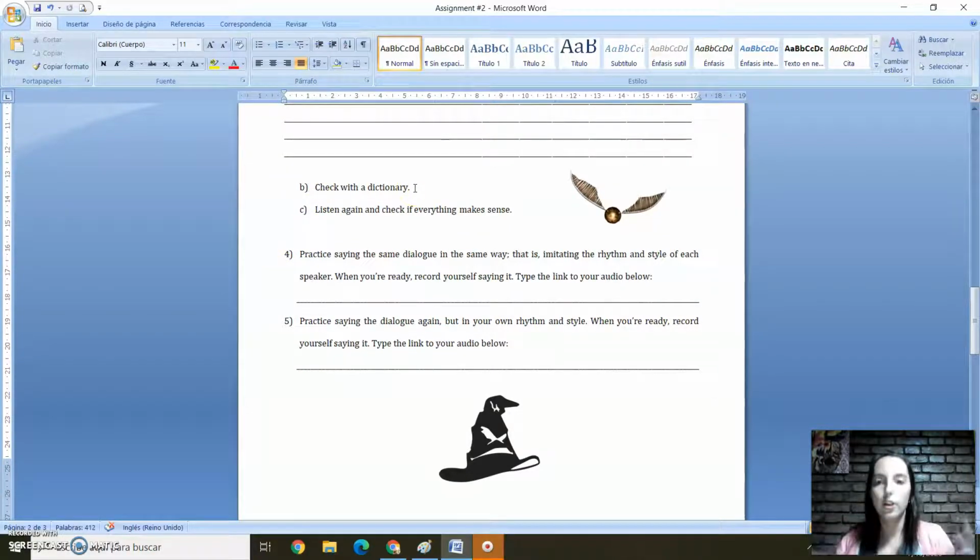After you have heard and you have heard again and again, and you think that you are quite satisfied with what you have transcribed without checking with the dictionary, well, after that, you go and check with the dictionary, okay? We have to work on those instincts, on being able to predict how to pronounce a word. And then finally, listen again and check if everything makes sense, okay? If all the symbols are okay, if everything is correct.